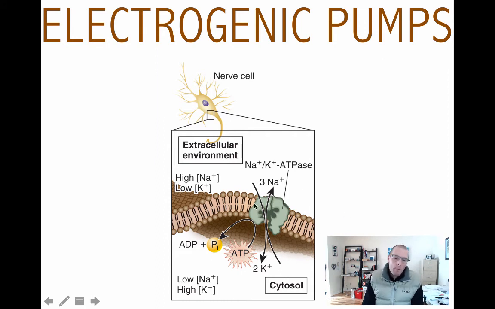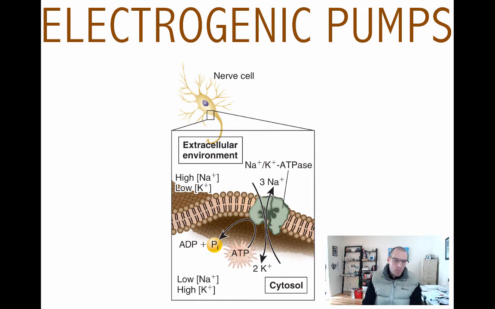So this pump uses about 1/3 of your ATP. So if you're a 60 kilogram female student here, you're making about 6 to 7 kilos of ATP, about 1/10 of your body mass every day. You're breaking that down again each day. And so 1/3 of that, 2 kilos of your ATP, goes to driving this pump.